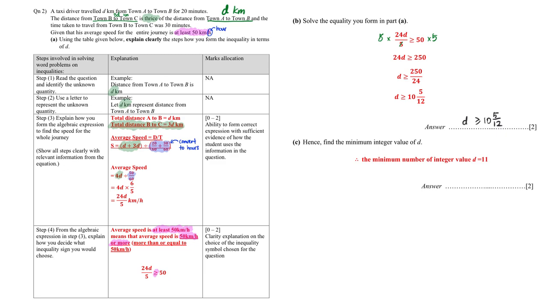And the next integer number of D would then be, after 10 is, 11. So D equals to 11.